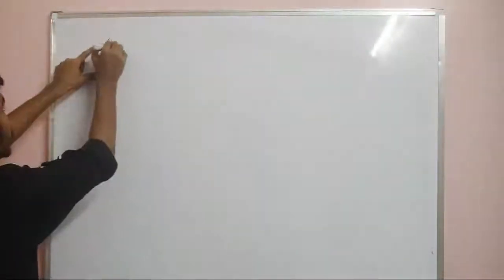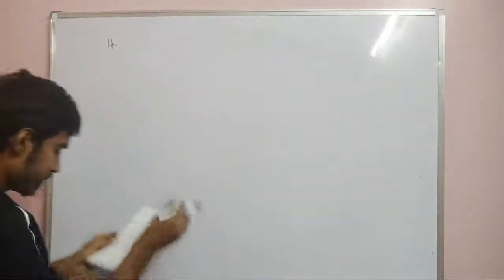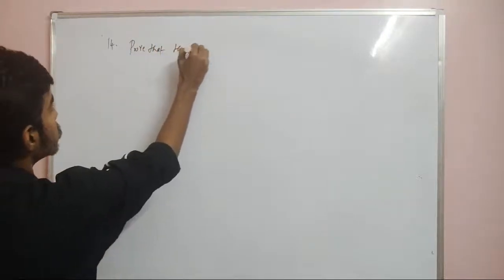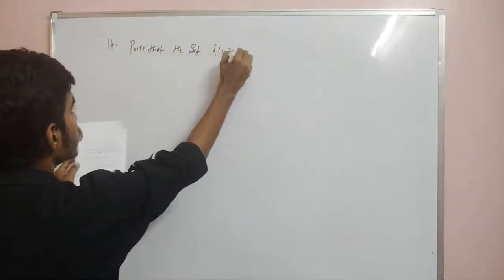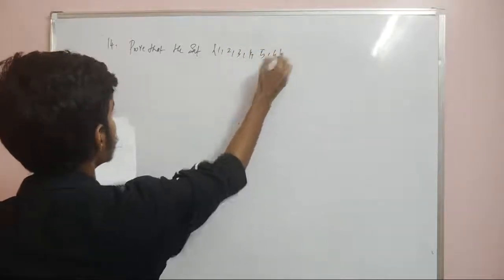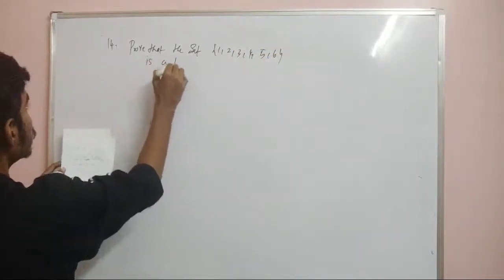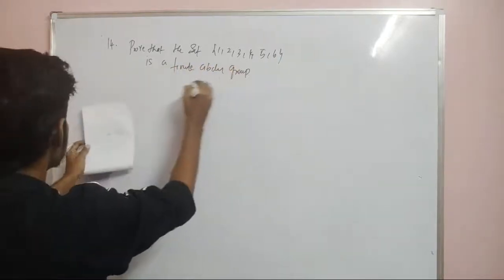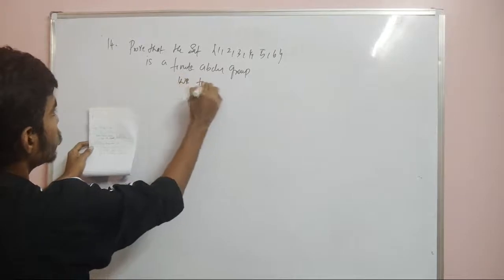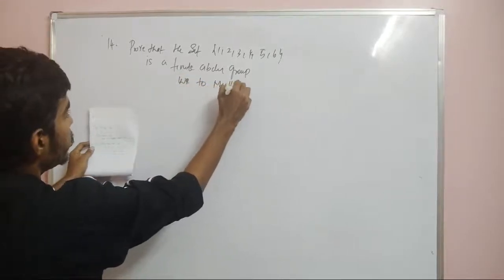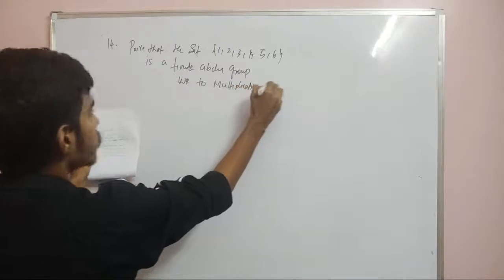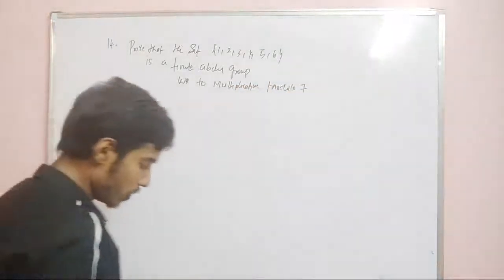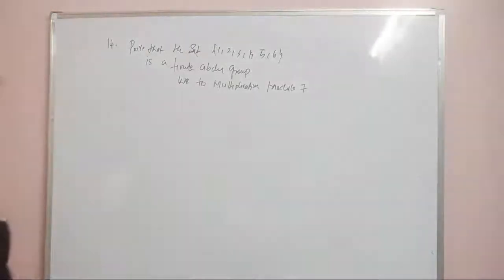So, 14th problem: prove that the set 1, 2, 3, 4, 5, 6 is a finite abelian group with respect to multiplication modulo 7. So we need to show that this is a group with respect to multiplication modulo 7.